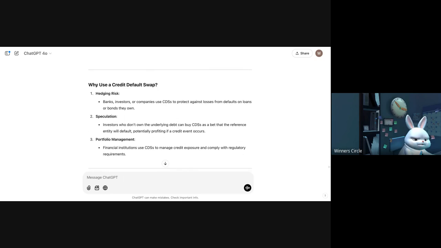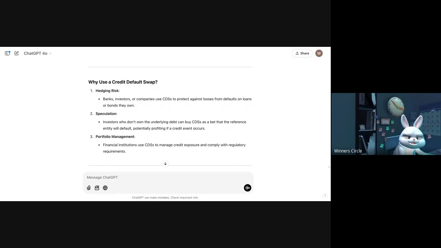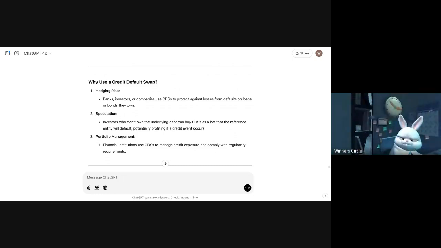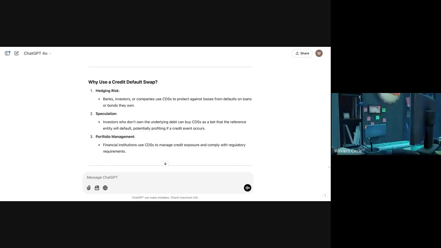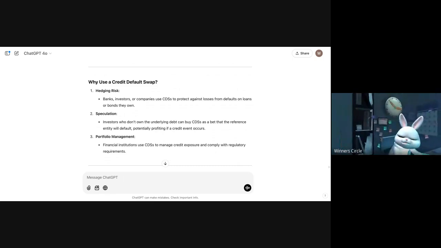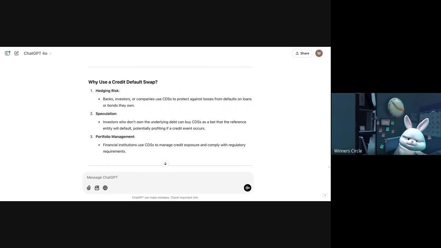Why use a credit default swap? Hedging risk. Banks, investors, or companies use CDSs to protect against losses from defaults on loans or bonds they own, but they can't own them. Why can't they own them? It should be that they hold. They don't own them. The banks aren't owning any property besides the property that they actually physically possess and own. They don't own any property. They're just holding it.